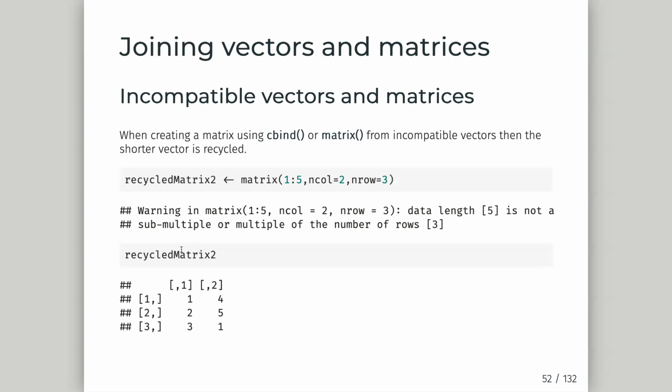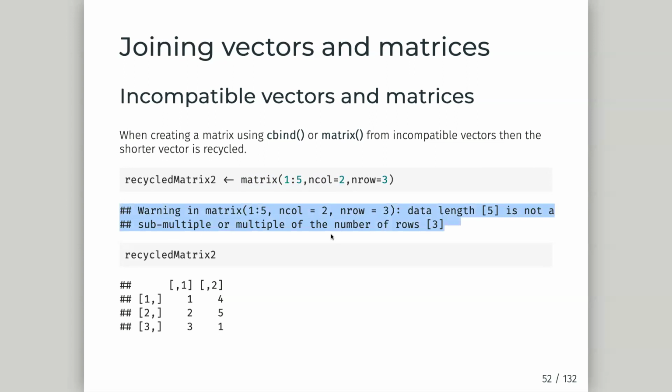Again, like when we were doing arithmetic operations and I try and add two vectors which aren't compatible, here, if I try and put together matrices which just don't have the same number of rows or columns in an awkward way, it's going to give me another warning. So in this case, I'm going to create a matrix. I'm going to try and put 5 numbers, 1 to 5, into something with 6 total values, but 2 columns and 3 rows.